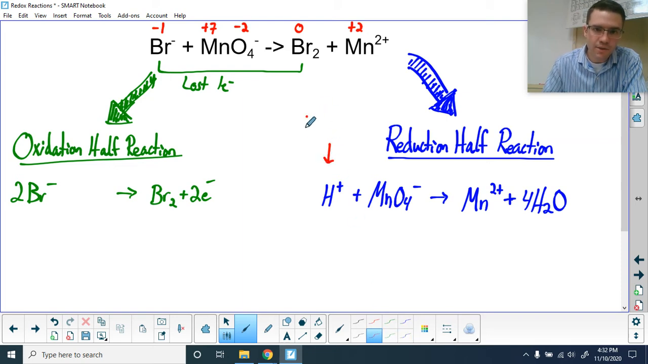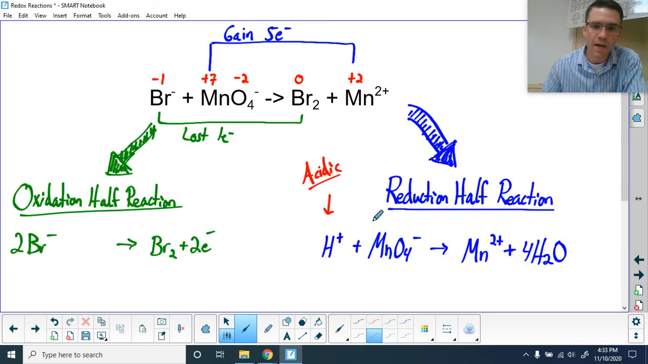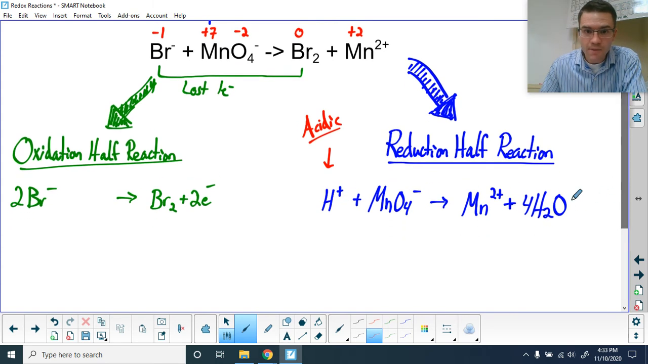This is acidic solution. Remember when we talked about this, we had either H plus is available or OH minus is available floating around in solution for my chemical reaction to occur. And we're going to balance this first in acidic solution. And so we get this, H plus is floating around. This is now balanced in terms of atoms.